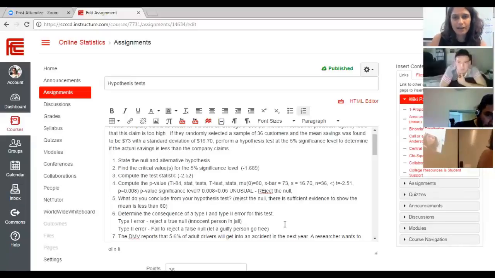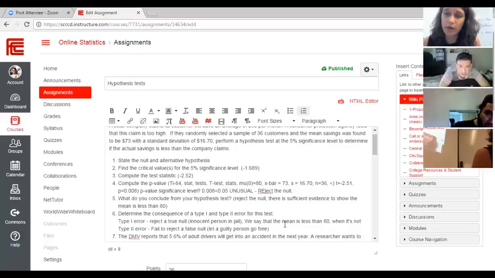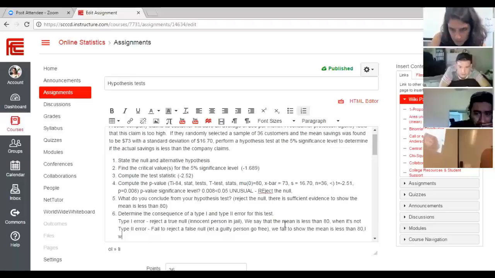Okay, so here, what are the consequences? If we made an error, it was a type 1 error because we rejected the null. So maybe we say that the mean is less than 80 when it's not. That's a type 1 error, if we made an error, which we don't know that we did. If we made a type 2 error, which we didn't here because we didn't fail to reject the null, it would be that we fail to show the mean is less than 80 when it actually is.